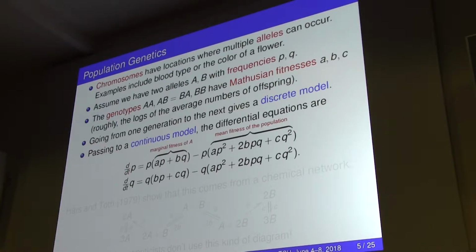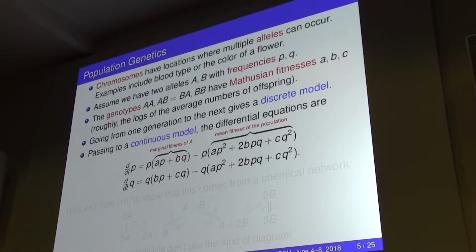And so here, what's the rate of change of these frequencies? Well, what happens is that there's a gadget called the marginal fitness of A, because remember P is the frequency of A, so you get P times its marginal fitness. Here, this is the marginal fitness of B, you get Q times it, but then there's stuff that is subtracted, and here you get the mean fitness of the population, multiplied by P or Q.